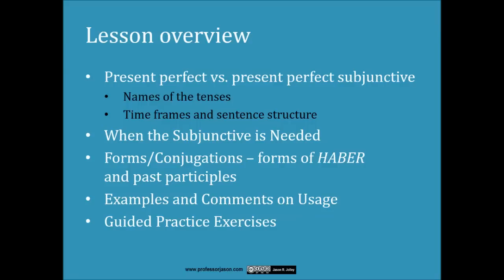Finally, we'll get around to looking at the forms. How do you conjugate for this verb tense? What do you do with the verb haber, the auxiliary verb, and the past participles? Then we're going to go through some examples, and I'll comment on usage. And finally, we'll end up with some guided practice exercises.